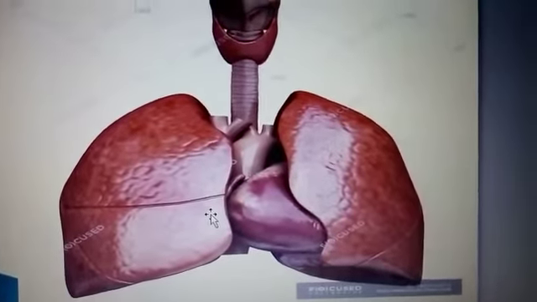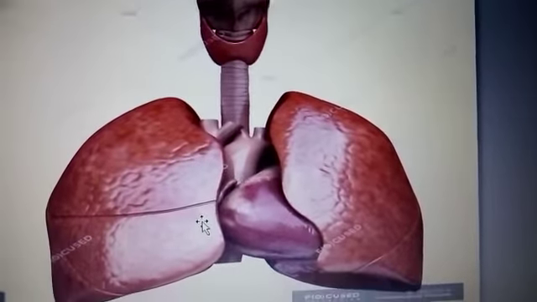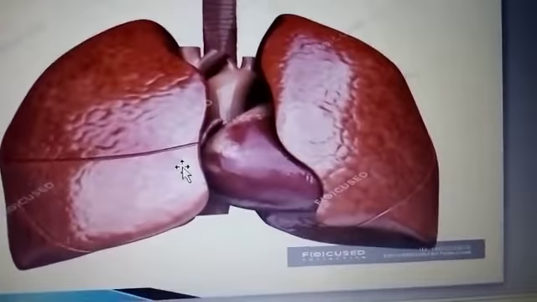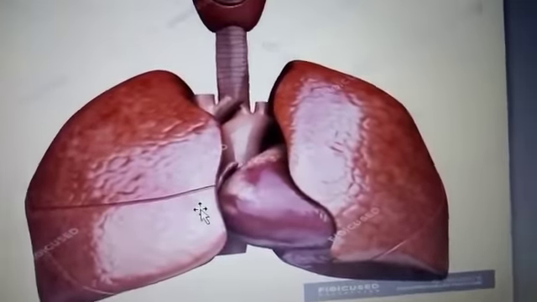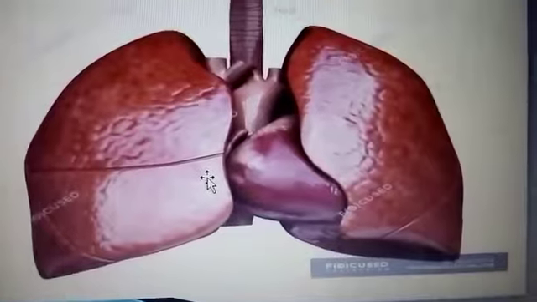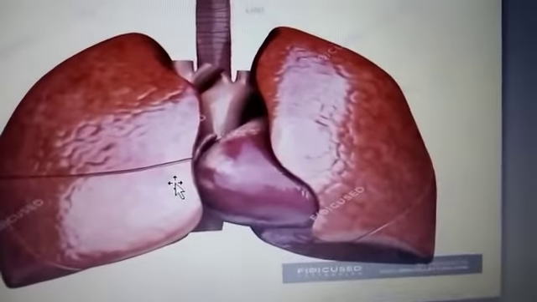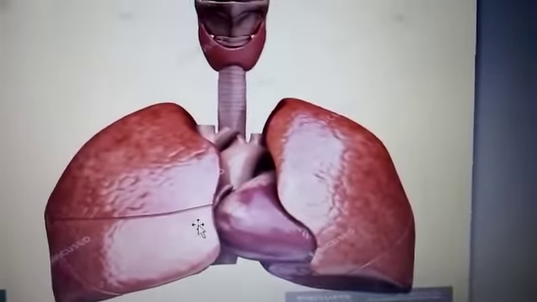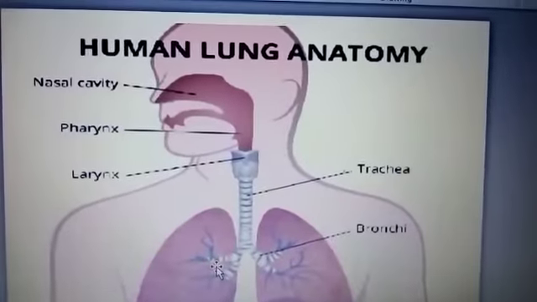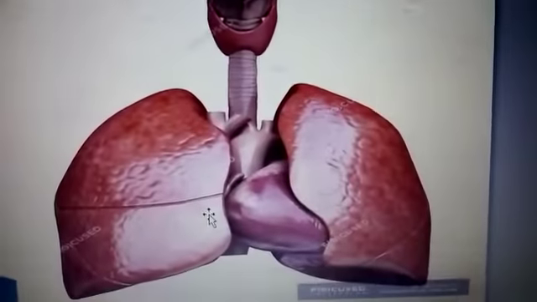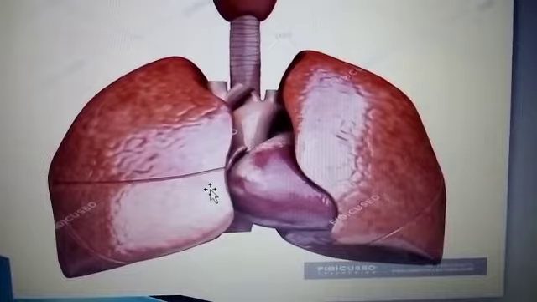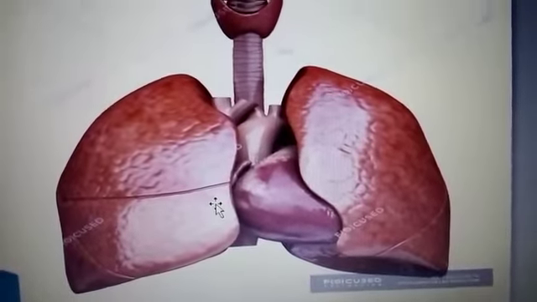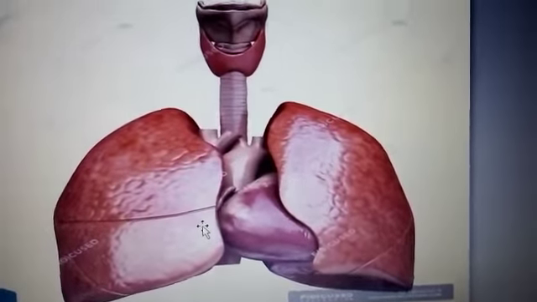So see the human lungs. See the heart located in between the left lung and right lung. In the last chapter we studied the importance of having a close connection between lungs and heart. The blood is getting oxygenated from the lungs.